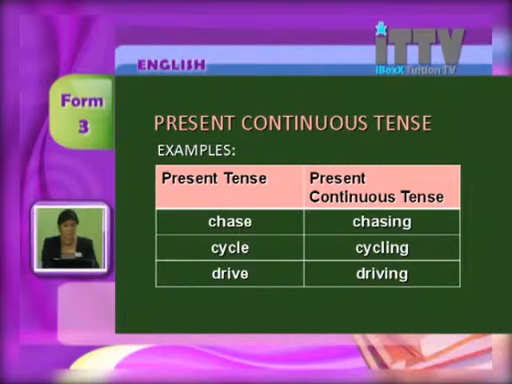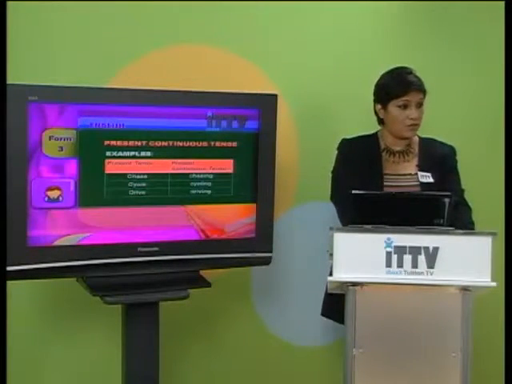Examples: the present tense, chase. Present continuous tense, chasing. Cycle, cycling, and drive, driving. So you notice that in chase, C-H-A-S-E, the E has been dropped, which makes it C-H-A-S-I-N-G. Cycle, again the E has been dropped, making it C-Y-C-L-I-N-G, cycling. And finally, for drive, it is D-R-I-V-I-N-G. Is that clear, students? I hope that is very clear. I've given you examples. Yes?